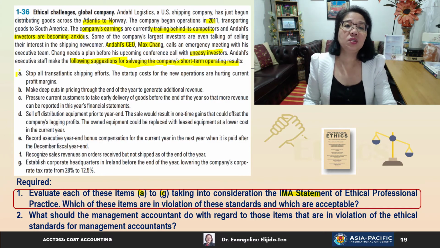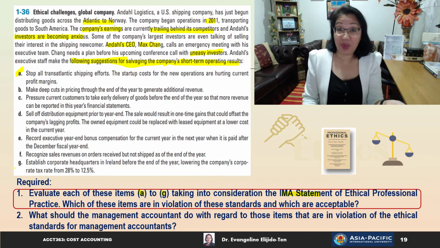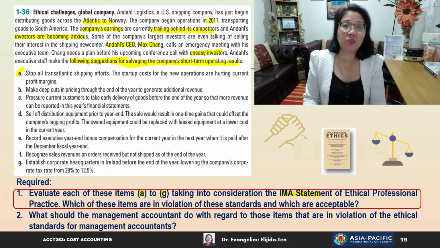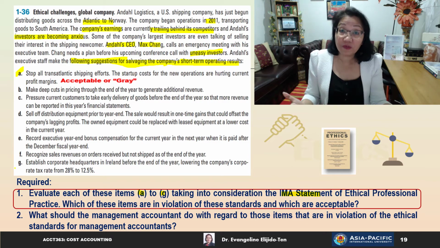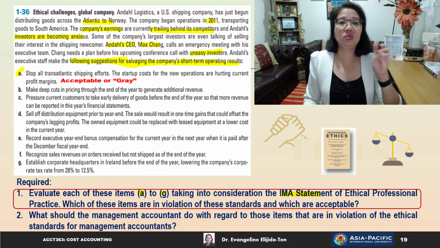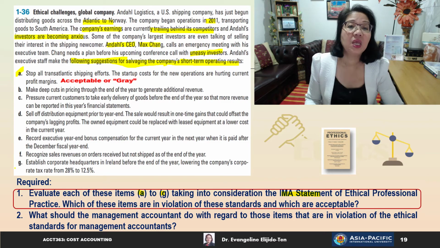First recommendation, stop all transatlantic shipping efforts. The startup costs for the new operations are hurting the current profit margins. Is that in violation of any of the IMA ethical standard, or is that acceptable? Well, this is actually acceptable. It's an executive decision of the company to either continue on with their shipping efforts, and if it's not profitable, then they can actually stop. So ethically speaking, it is acceptable. We don't know enough information to say that this is actually illegal. Let's go to the next one.